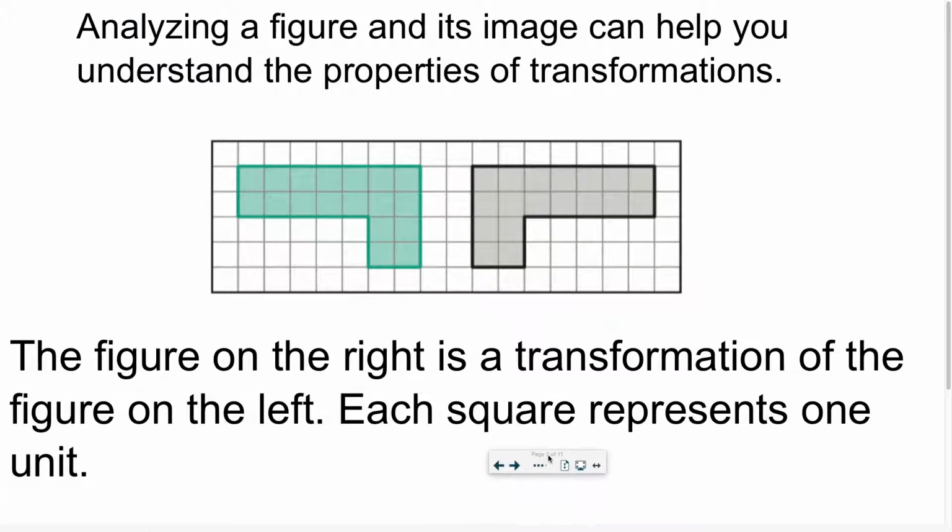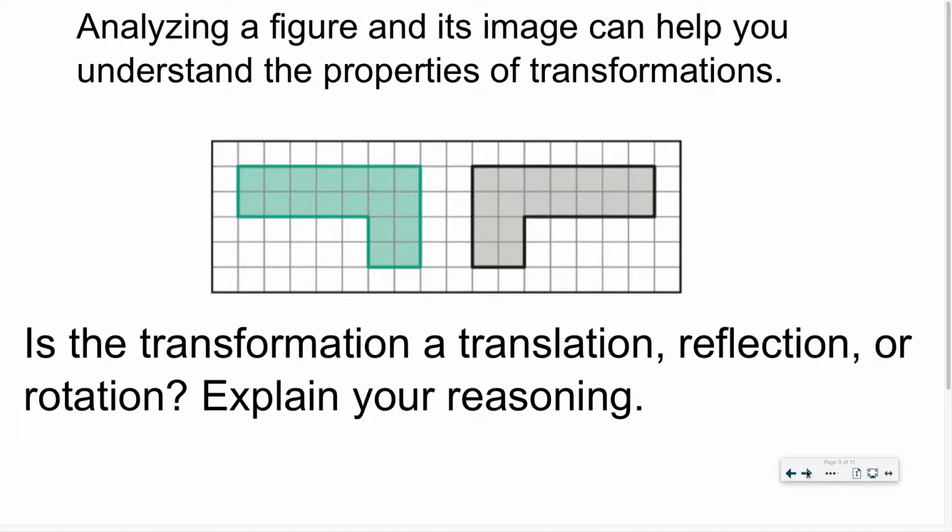So the figure on the right is the transformation of the green. The green is going to be our original, and we're going to figure out what we did to it. So is that representing from the green to the gray? Does that represent a translation, a reflection, or a rotation? Now think about all the ways you could have moved the figure. Christian, what do you think? Or reflection. Okay, does anyone think something else? Or do we all agree reflection?